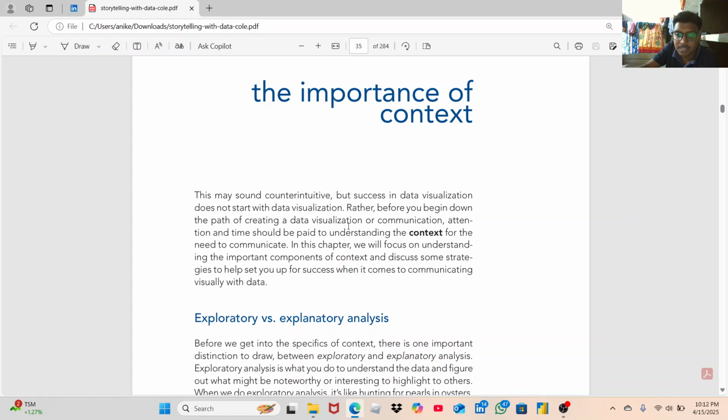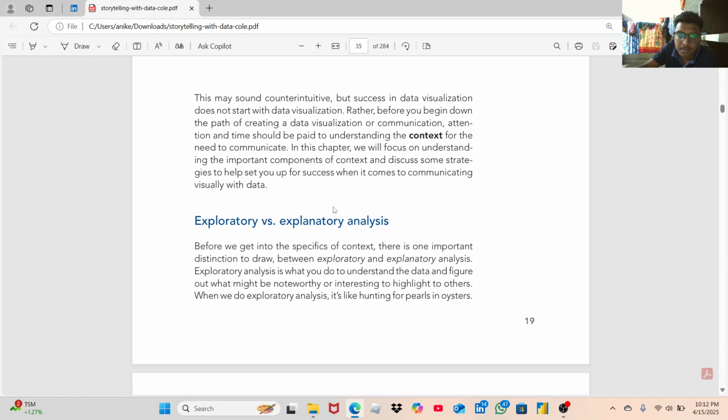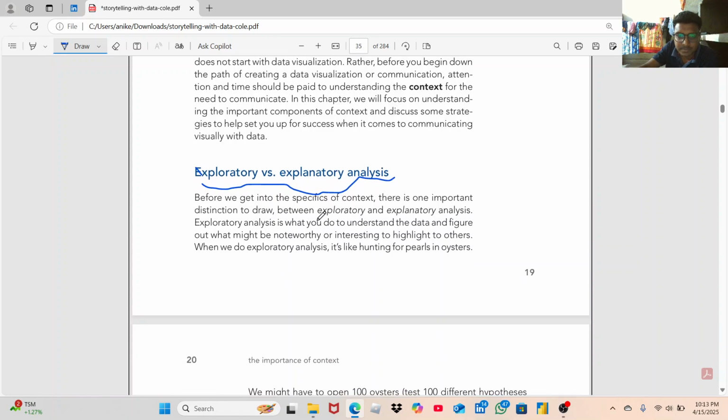Context means what data is given to you. First, you have to understand it clearly. So how will you understand it? By using exploratory data analysis. This is very important for knowing the context.